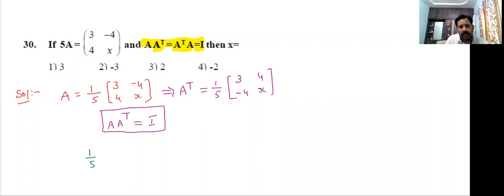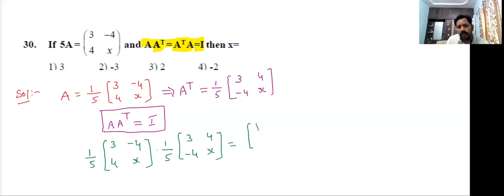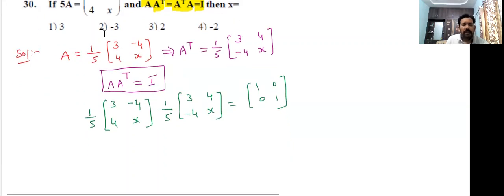A means 1 by 5 into [3 -4; 4 x]. What is A transpose? 1 by 5 into [3 4; -4 x]. That is equal to the identity matrix [1 0; 0 1]. Okay. Now multiply these two matrices. 1 by 5 into 1 by 5 is 1 by 25, general multiplication. Now multiply these two matrices.